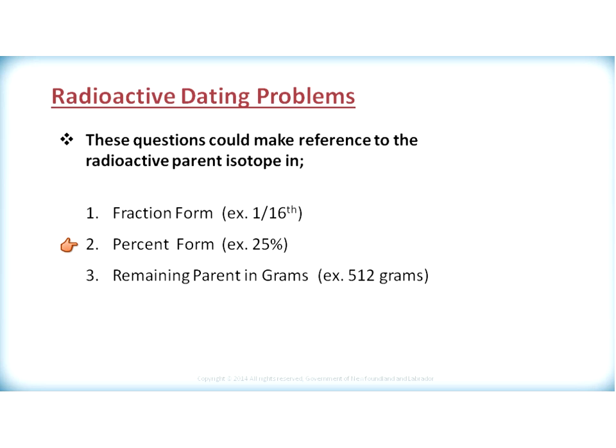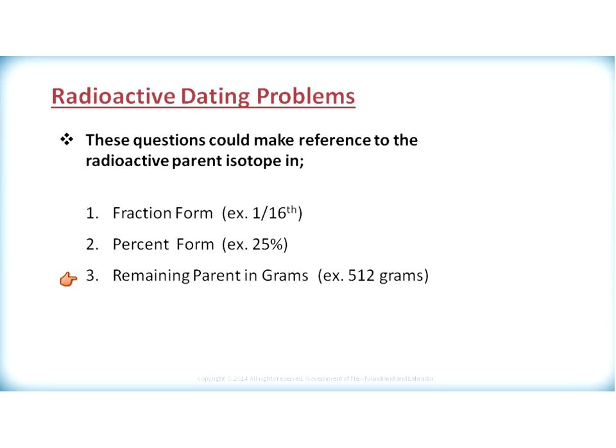The second type of radioactive dating problem we'll study is percent form. In this example, we have 25% of radioactive parent remaining. Therefore, 75% of the sample must be stable daughter product.